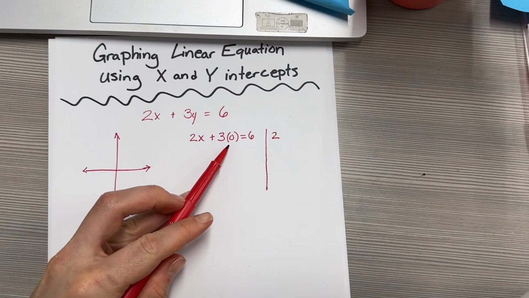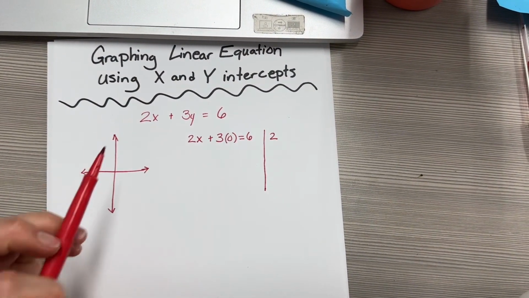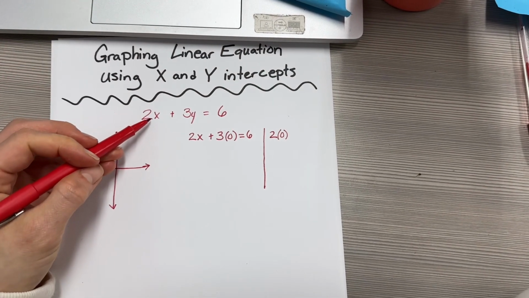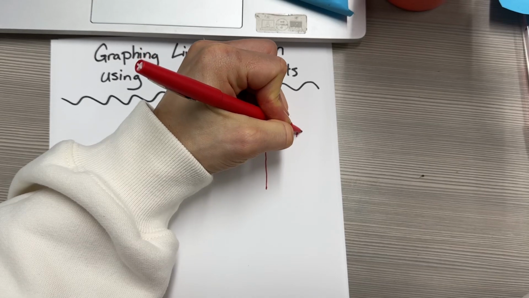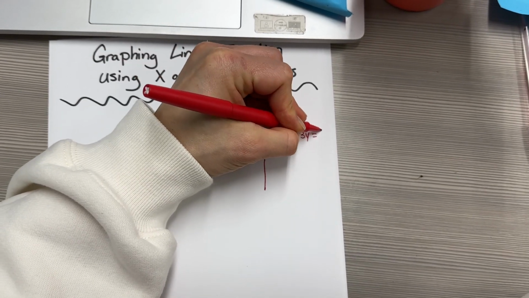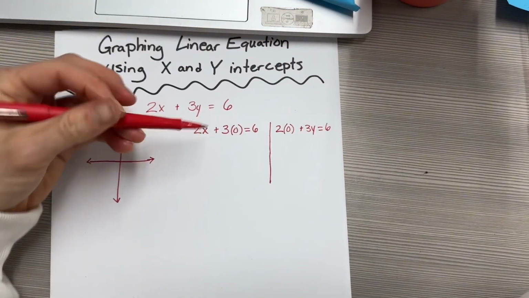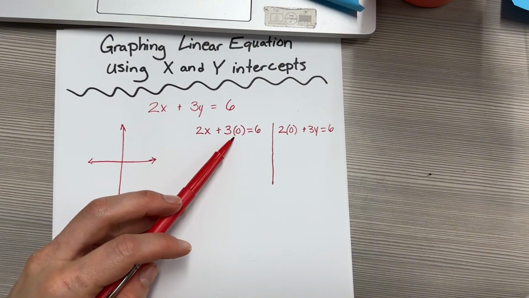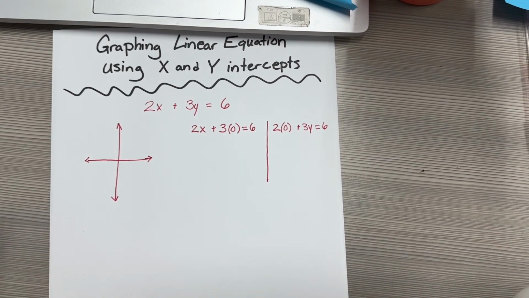So this one, we did y 0. Now we're going to rewrite it again, but instead x will be 0. So I'm going to put 2 times 0 instead of 2x. I'm going to do the plus 3y equals 6. So now I'm going to solve both of these functions. Again, the first one, the y is 0. The second one, the x is 0.